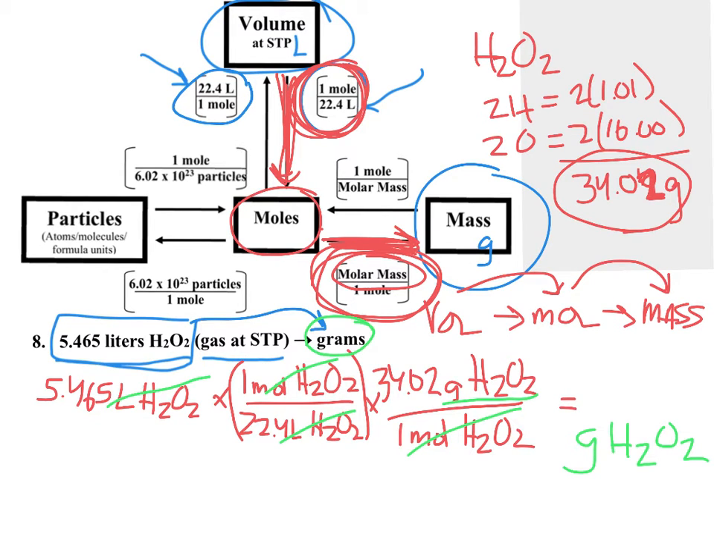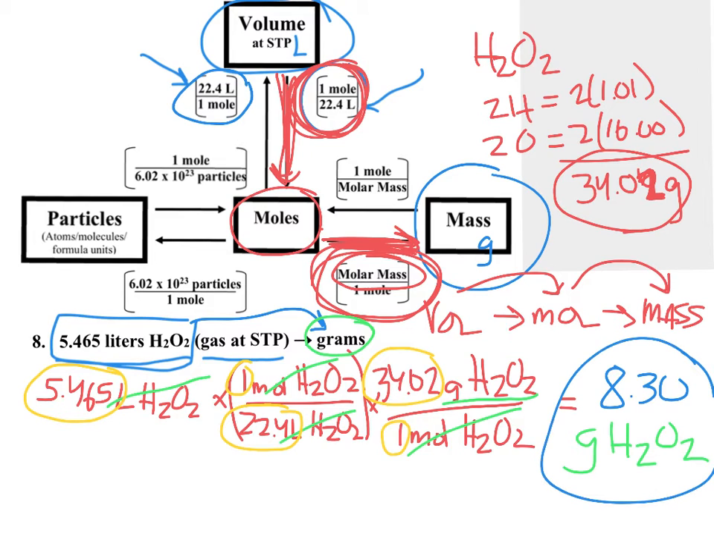Please remember that we always start with the first number we have, multiply by the top, divide by the bottom, multiply by the top, divide by the bottom. So you're going to plug all of that into your calculator, and once you do, you should come out with a pretty straightforward answer of 8.3 grams of peroxide.